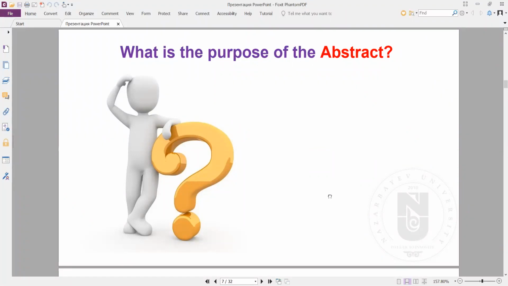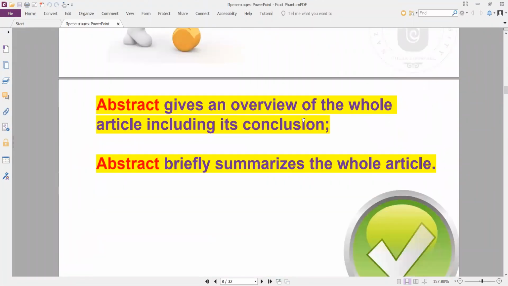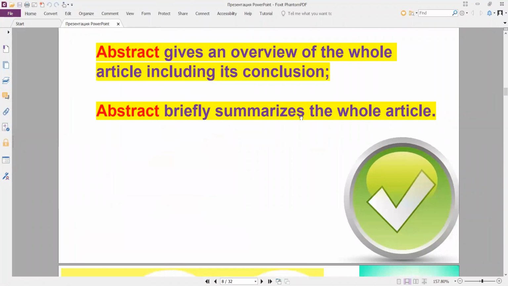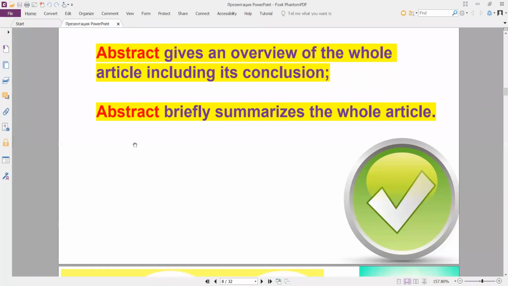Meaning of the article. Okay, perfect. Good. So let's look at the straightforward answer. Abstract gives an overview. Absolutely, all of you were right. An overview of the whole article, including its conclusion. So the abstract briefly summarizes the whole article. Also, it includes each section. Don't forget the information from each section.